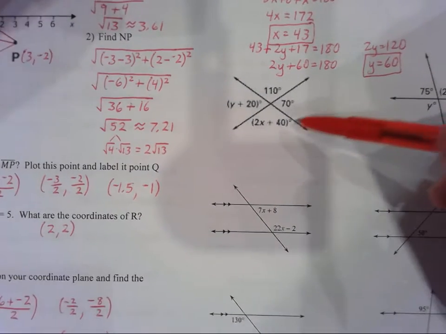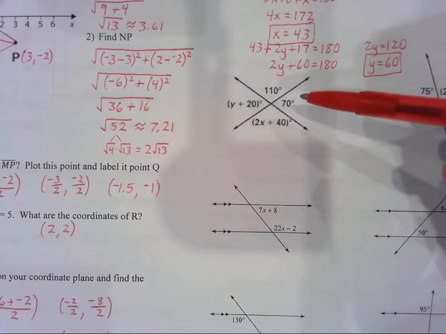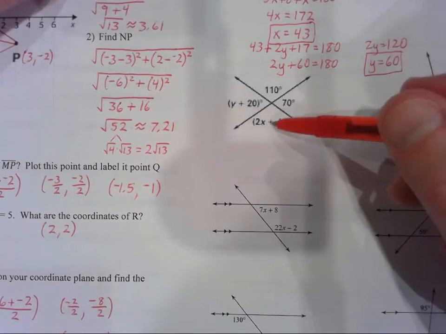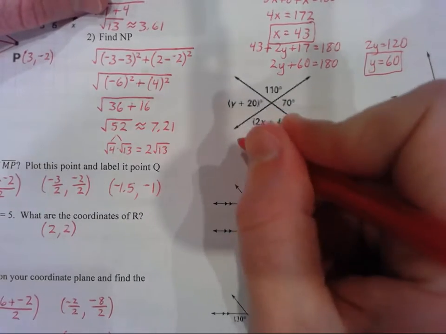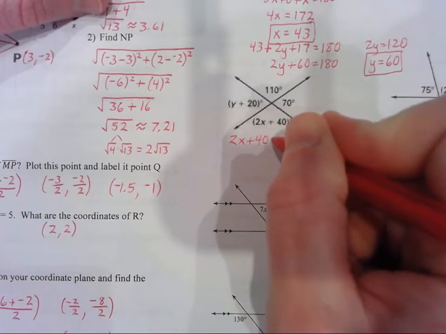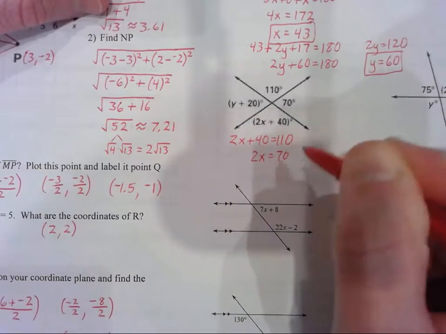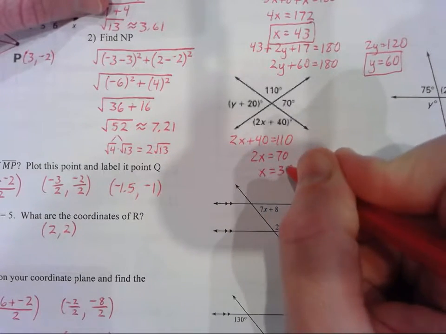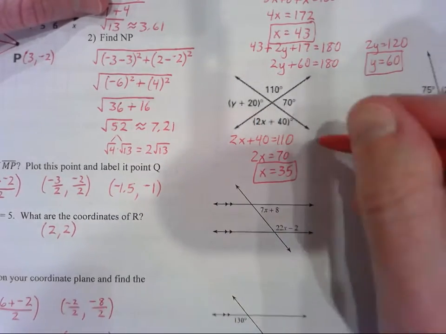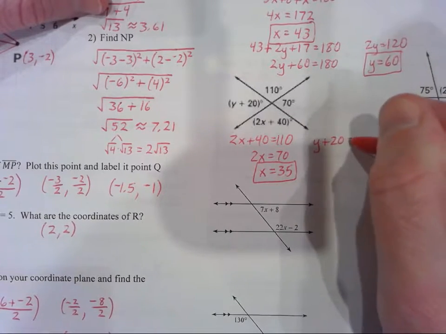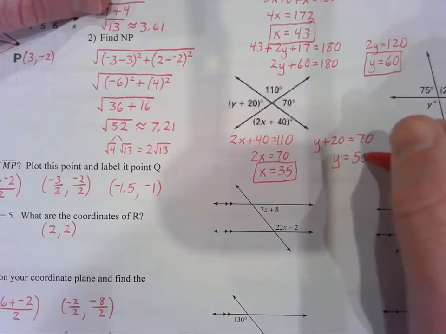The next one, I have one expression with x and one expression with y. So you can use vertical angles or linear pairs. I'm going to use the vertical angles for the 2x plus 40 that needs to equal 110. 2x plus 40 equals 110. Subtract 40 to get 70, divide by 2, x equals 35. y plus 20 is a vertical angle with 70. So y plus 20 needs to equal 70. Subtract 20 from both sides, and y equals 50.